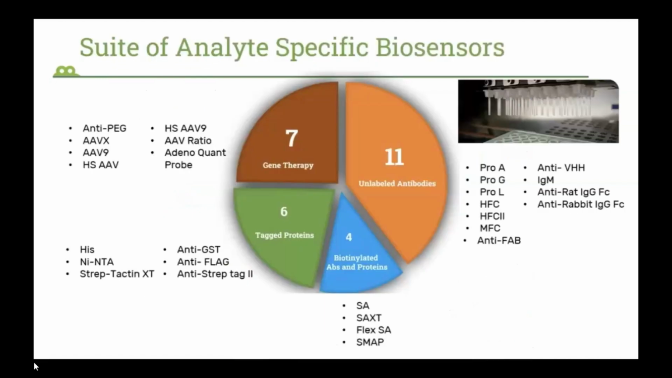Coming to our biosensors and kits, we have roughly 28 at this time. These include sensors for unlabeled antibodies, for biotinylated proteins, small molecules and peptides, tagged proteins, and viral vectors. Some of our recently launched novel products include the streptactin biosensor for twin strep tagged proteins and the anti-VHH biosensor for camelid nanobodies. As for gene therapy, our suite of products includes products for capsid titer and a product for AAV empty and full ratio analysis.